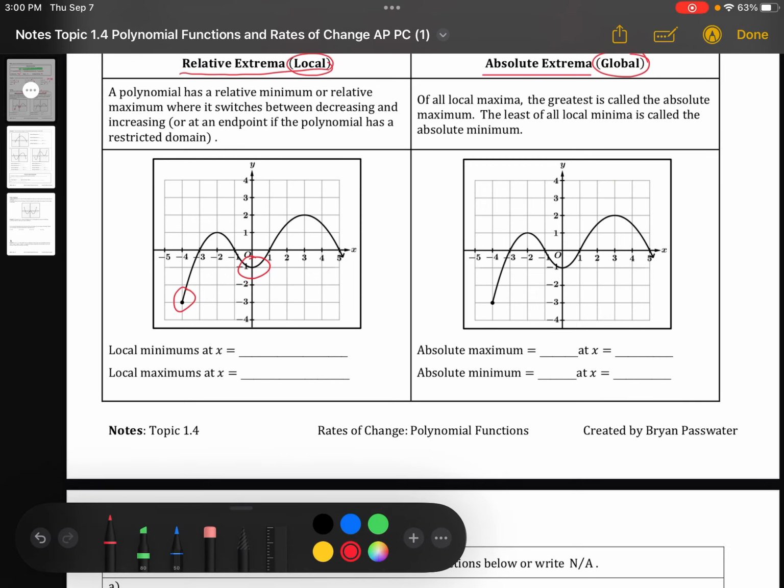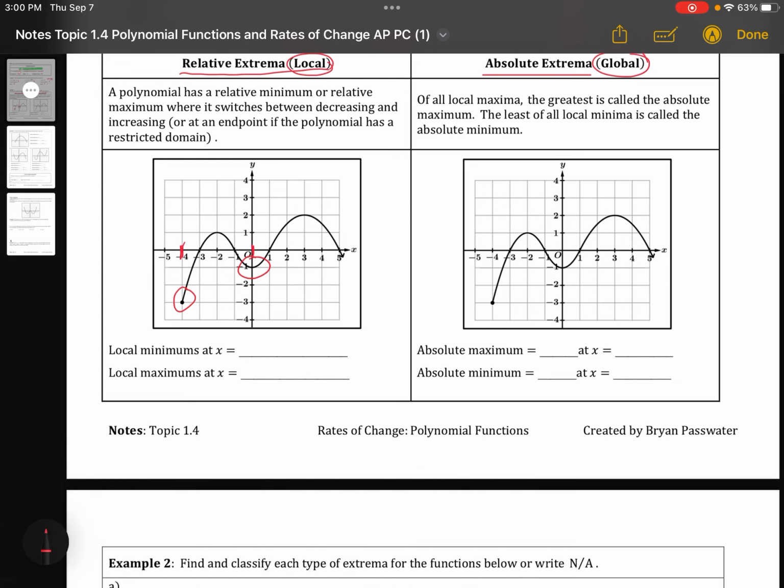So we would write out those minimums as local minimums at x equals what? Well, our x values are here and here, so that's negative 4 and 0. Now, our local maximums are the regions of the graph where it goes highest, and that's here and there. So our local maximums are at x equals negative 2 and 3.